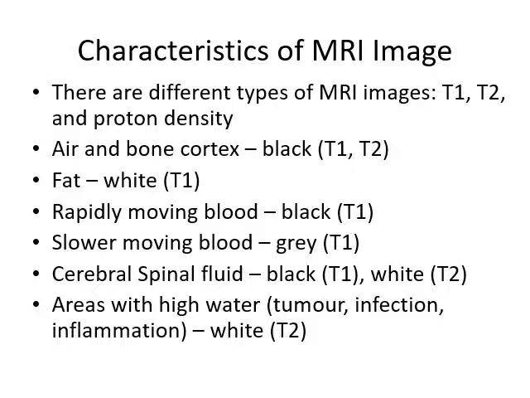Fat comes out as being quite white on an MRI. You can see there's a difference in the rapidly moving blood and the slower moving blood. Fast blood comes up as black, and then slower blood is gray. The cerebral spinal fluid changes depending on whether you're in a T1 or T2, so it can either be black or it can be white.